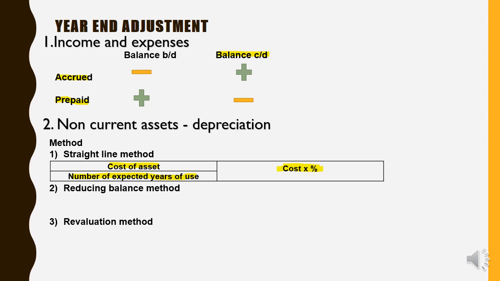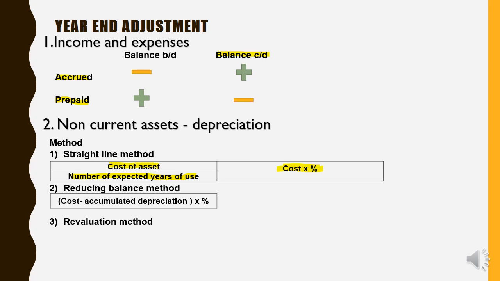Okay, does anybody know what is the formula for reducing balance? Cost minus the accumulated depreciation, times the percentage. What is accumulated depreciation? The previous year's depreciation. You take the cost minus the previous year's depreciation and then times the percentage, then you will get the depreciation under the reducing balance method.